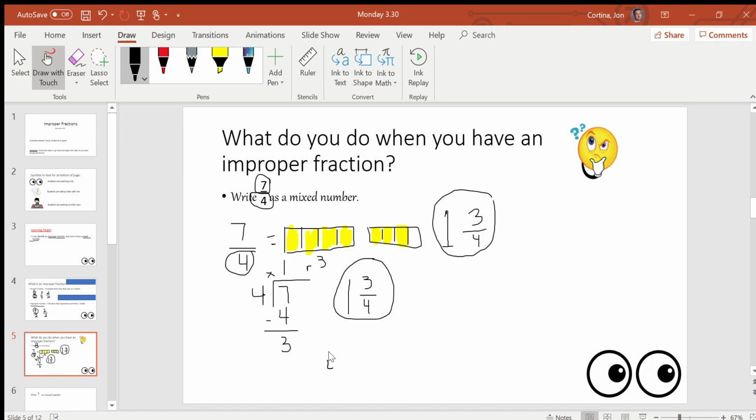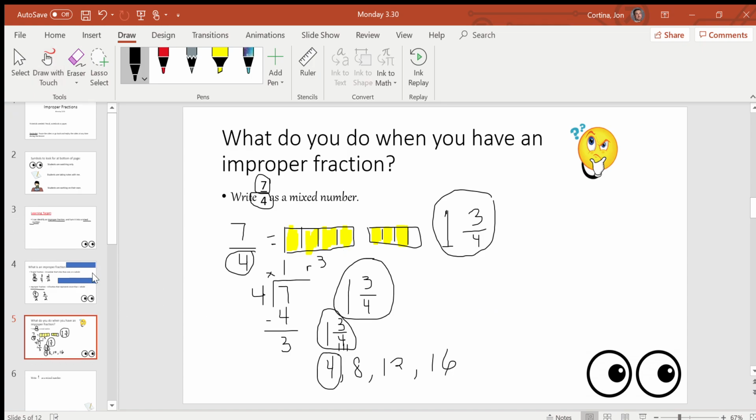So if we write down our skip counting numbers, 4, 8, 12, 16. Okay, and we can skip count until we get to 7. 4, 8, oh, so we went over 7. So 4 can only go in there one time. So that's going to represent our whole. Okay, and then how many more does it take till we get to 7? 4, 5, 6, 7. And we're left with 1 and 3 fourths. Okay, so each time we're getting the same mixed number.